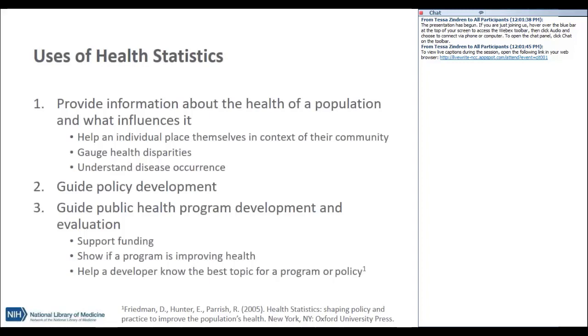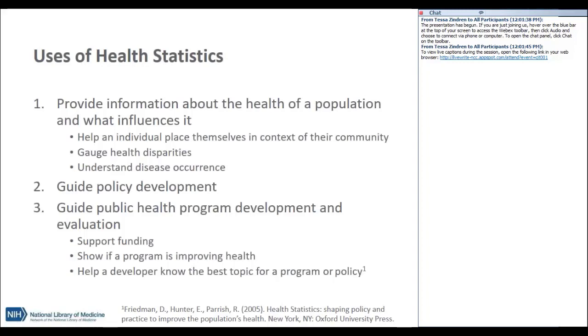For example, health disparities are a really commonly discussed and important public health topic. And in a nutshell, these are differences in health outcomes that exist between different racial, ethnic, and socioeconomic groups in the United States. And health statistics can help us understand these differences, which I think can then help us think about how we can make outcomes more equal.